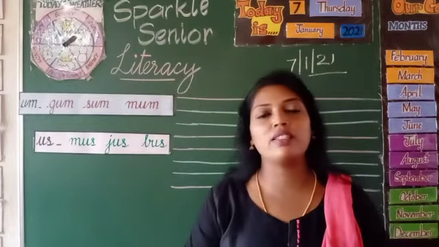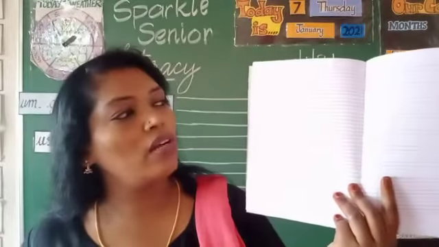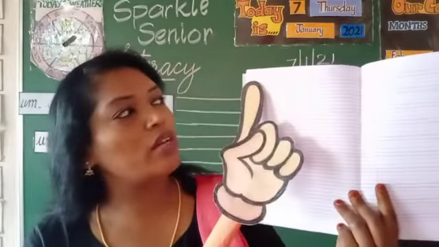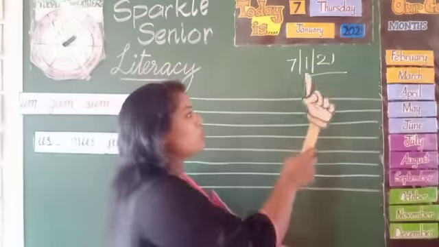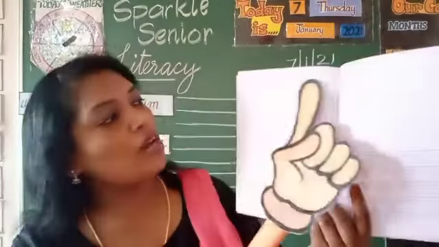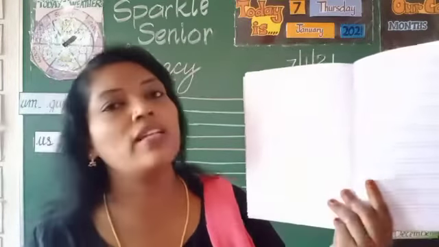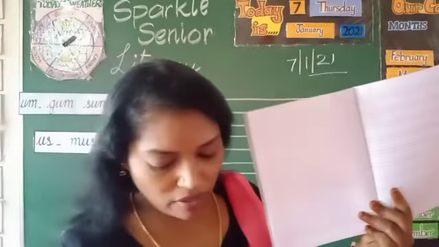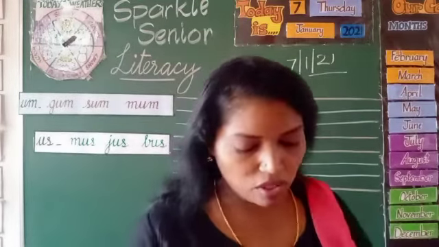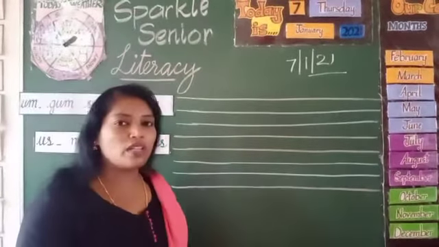Okay, so take your letter note and put today's date here. It's 7/1/21. Here you write um ending words, first um ending words in the first line, and on the fifth line write us ending words. So parents, it's your turn to write the um ending words and us ending words once in your kids' note.